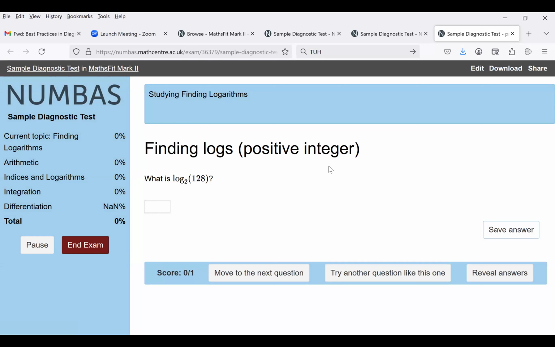And you can also set this up so that students can pause, and come back to it later on. So that's the working version.